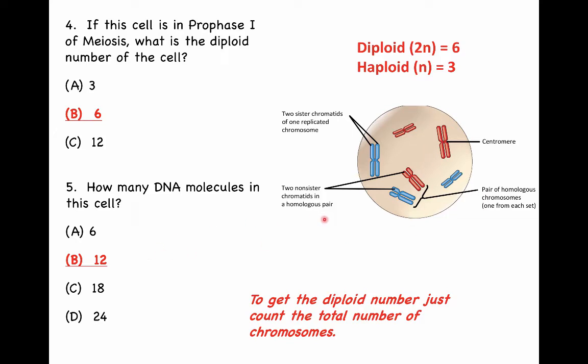Again, for the second question, how many DNA molecules? So this cell is in prophase, so again, each chromosome still has the 2 exact copies of DNA, the 2 sister chromatids, and so each chromosome has 2 DNA molecules, so you have a total of 12 DNA molecules in this cell. So that's how you answer those first 2 questions.